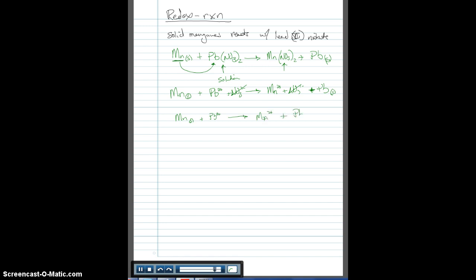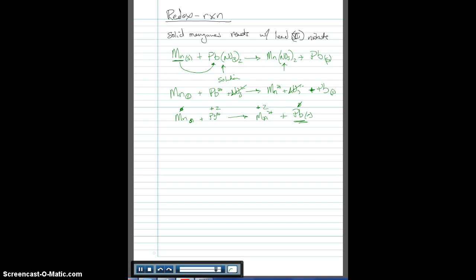yields Mn2+ plus Pb solid. Now, what we're going to do is go through and put oxidation numbers on each one of these, to see if we can figure out who is being oxidized and who's being reduced. So the manganese is solid. Anybody who's a solid over here is in its elemental form, so that's going to be a 0, and over here on the Pb, solid as well, that's going to be a 0. The 2+ on the Pb is going to be a +2 for oxidation, and the manganese is going to be a +2 as well.